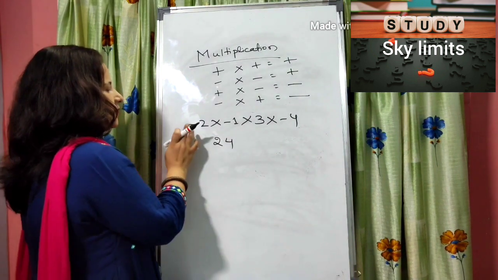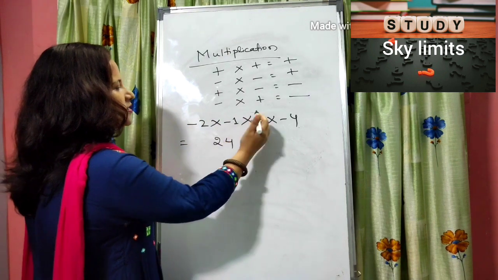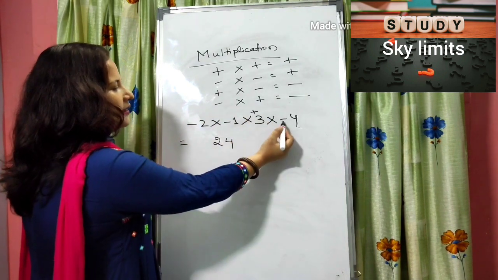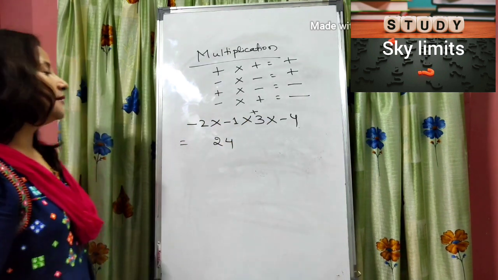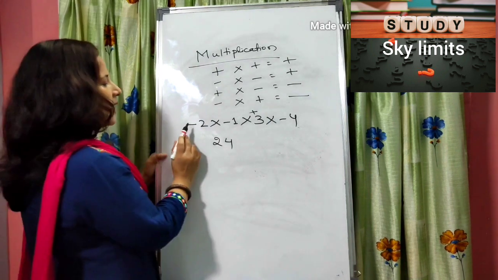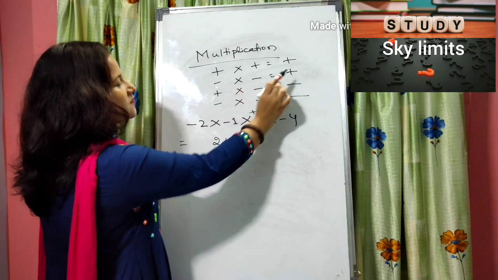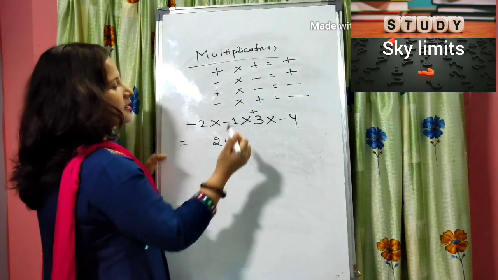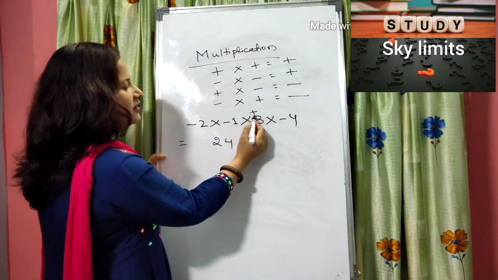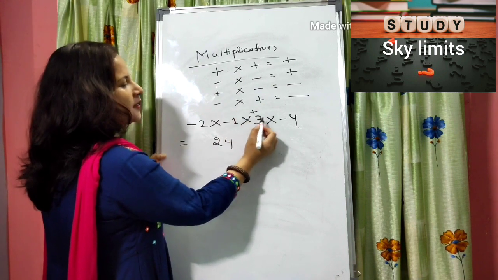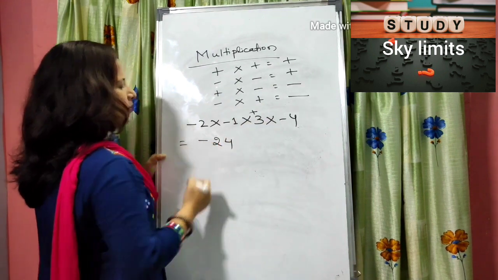So you can see here you have one minus sign, here is no sign, that means it is a plus sign. And here you have one more minus sign. So minus multiplied by minus will give you a plus. Plus multiplied by plus again will give you a plus. Plus multiplied by minus will give you a minus.